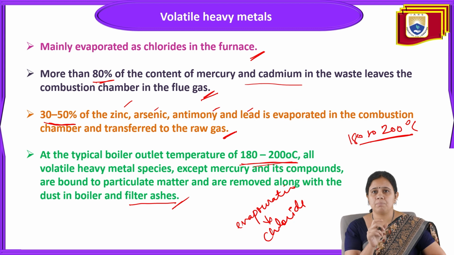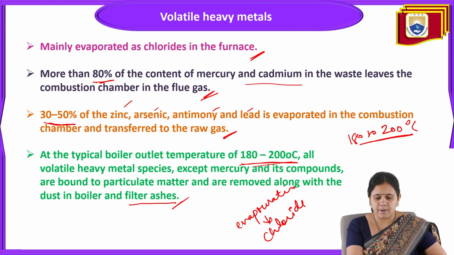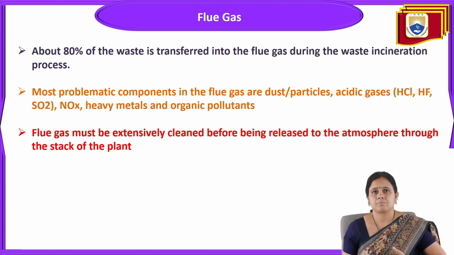So at the typical boiler outlet, up to 180 to 200 degrees Celsius, all the volatile heavy metal species except some of the mercury and its compounds are bound to particulate matter and removed along with the dust in boilers and filter ashes. So this is about the volatile heavy metals in the incinerator chamber. Next, what happens with the flue gas?